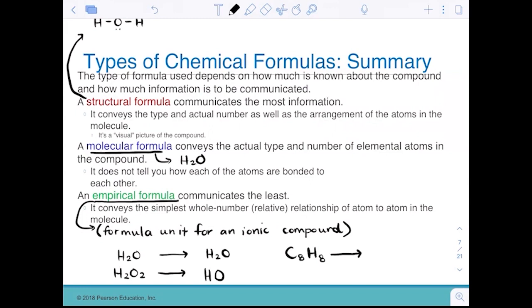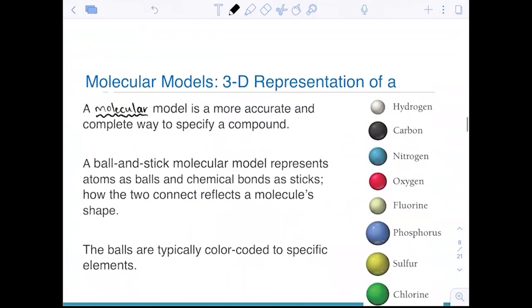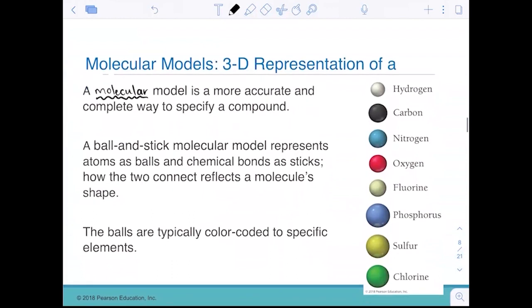But let's just choose another one, C8H8. This is a carbon and hydrogen molecule. Carbon and hydrogen are both nonmetals, so we can call it a molecule. In the molecular formula, it's the actual ratio, 8 carbons to 8 hydrogens. For the empirical formula, it would be CH, 1 to 1. Lovely.